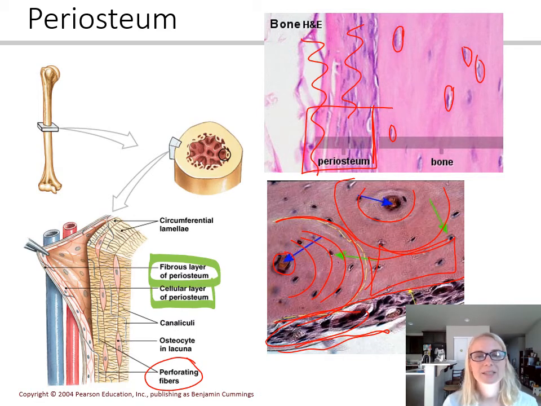Okay, so that is the periosteum, the outermost covering, with fibrous and cellular layers held very tightly with the perforating or Sharpey's fibers into that circumferential lamellae.